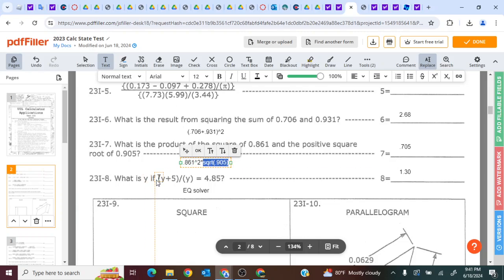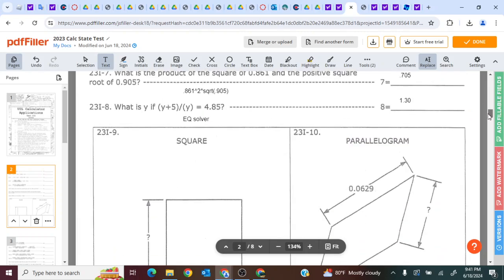What is y if y plus 5 over y is 4.85? Well, go ahead and do EQ solver for this. Make sure your guess is positive. If you get an error, you probably put a negative guess. And if you do that, you'll get y is equal to 1.30.